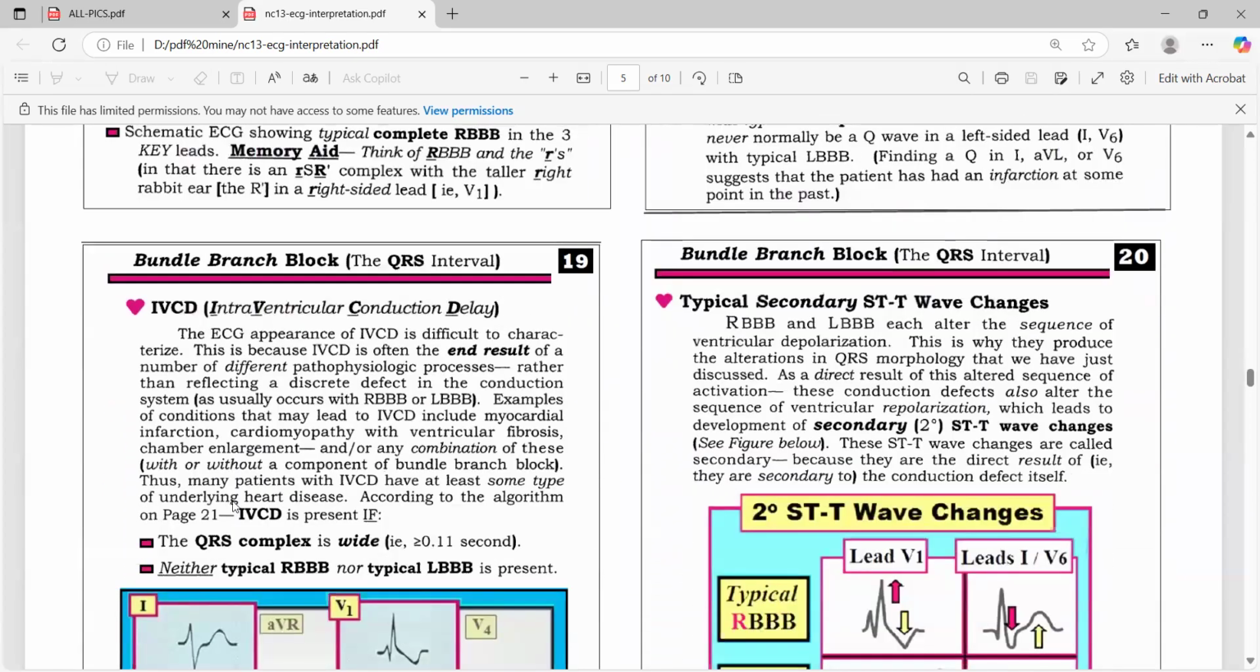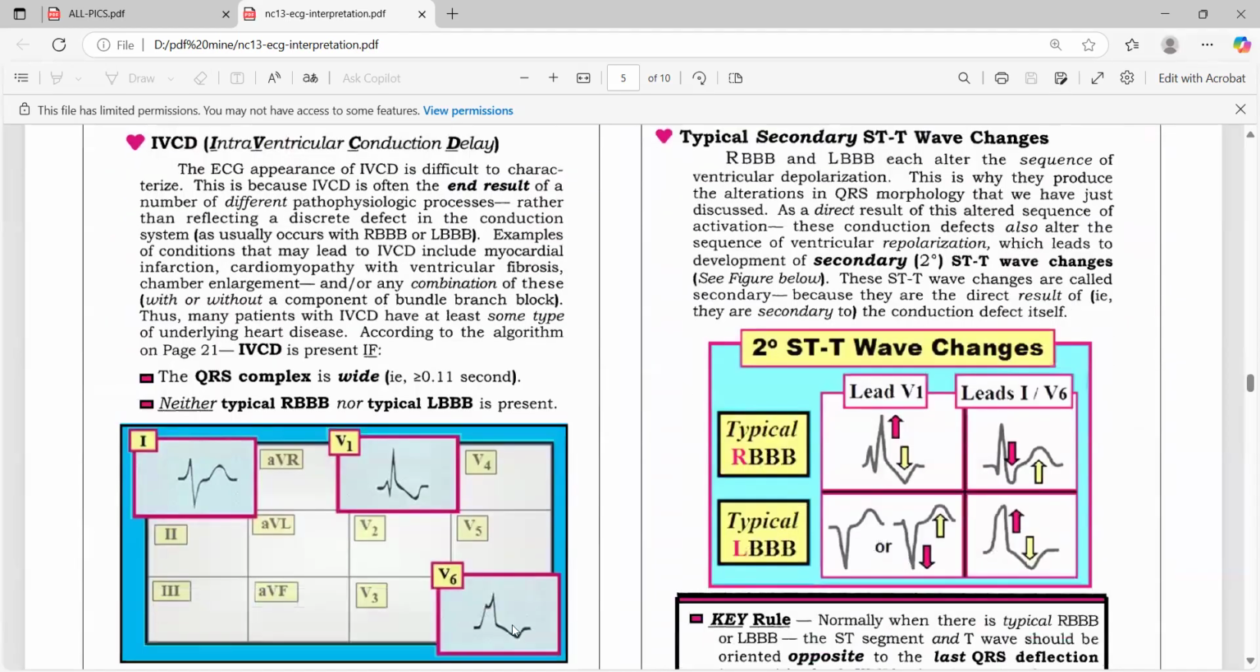In the intermediate one, there should be an M in V1 and there should be an M in V6 too. So we cannot tell if it's either a left one or a right one. In that case, this is intraventricular. Hope that makes sense. This is a very straightforward thing. So you are going to check for M. If it's in V1, it's basically the right. If it's V6, it's the left. And if it's present in both, then it's intraventricular.